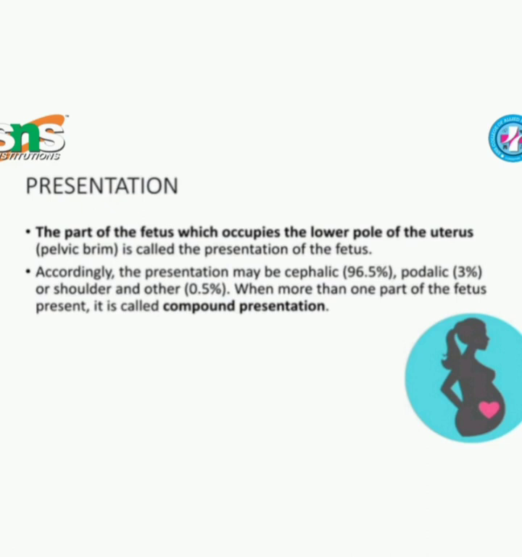Presentation. The part of the fetus which occupies the lower pole of the uterus is called the presentation of the fetus. Accordingly, the presentation may be cephalic, podalic, or shoulder and other. Cephalic is 96.5%, podalic is 3%, and shoulder and other may be 0.5%. When more than one part of the fetus presents, it is called compound presentation.